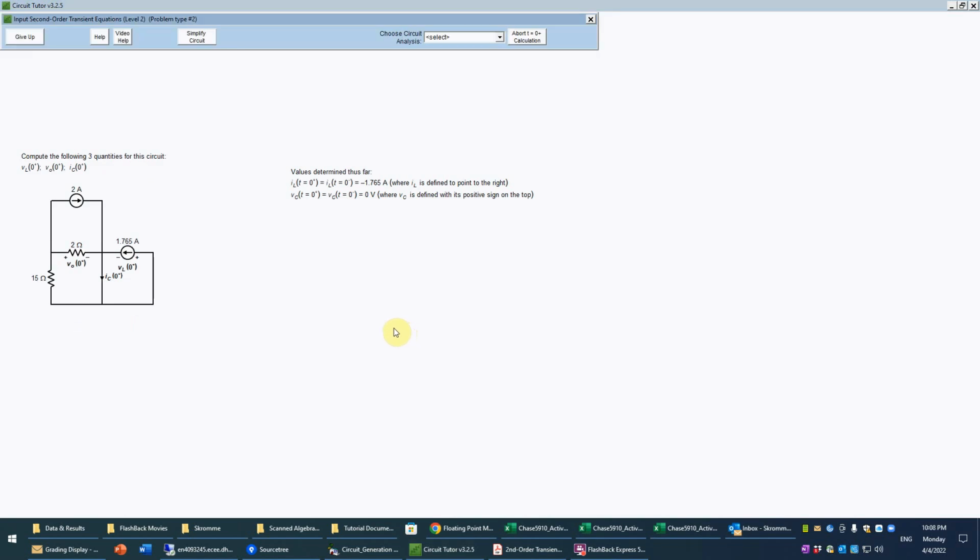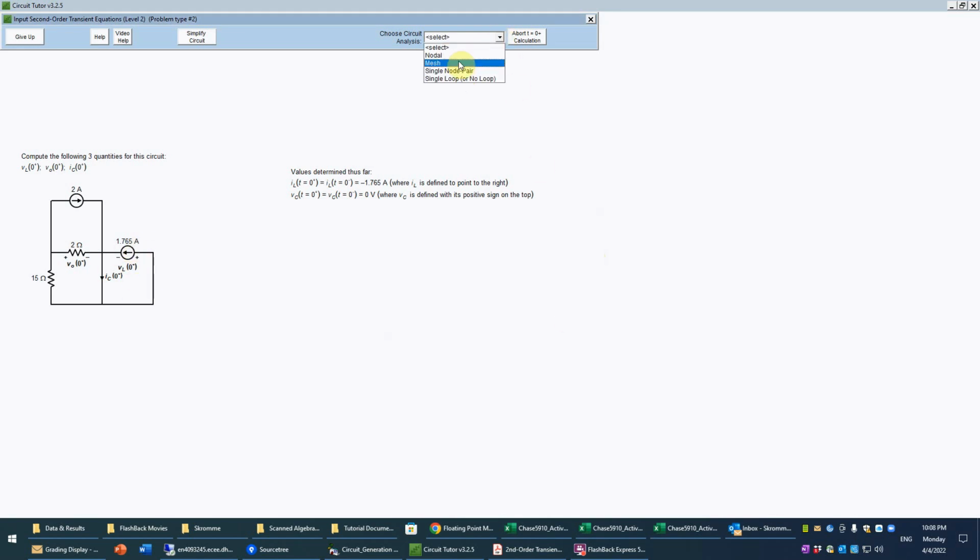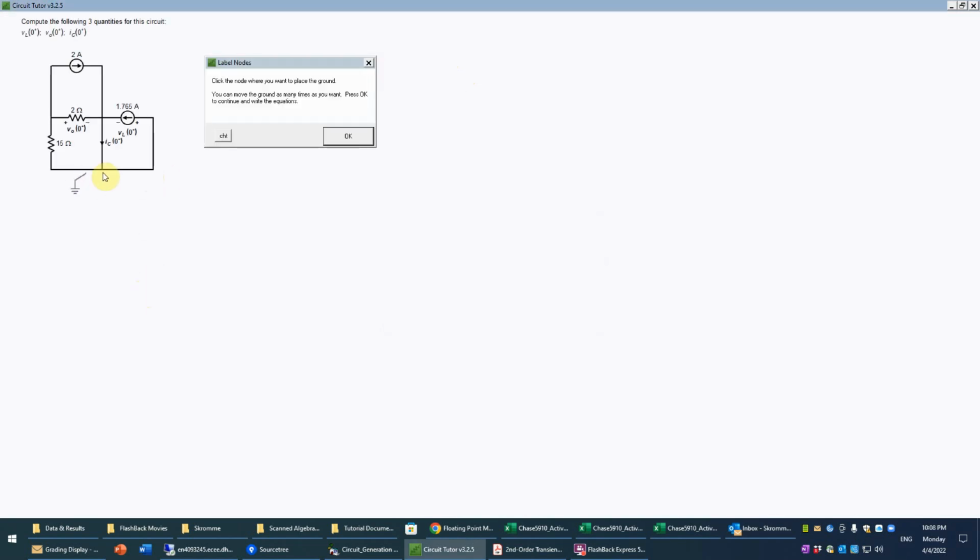Okay, so now we can look at this circuit and say, well, we've got one node there and we've got one other great big node here. So this is really a single node pair circuit, although it might not look like it at first glance. So we could treat this with single node pair analysis. That would probably be the easiest way because it would have multiple meshes and that would be probably a little more complicated. Oh, and again, it doesn't allow you to do that when you've got a shorted current source. So we'll have to treat that as actually nodal analysis. So I'll select nodal analysis, and then I'll put my ground here on this great big node.